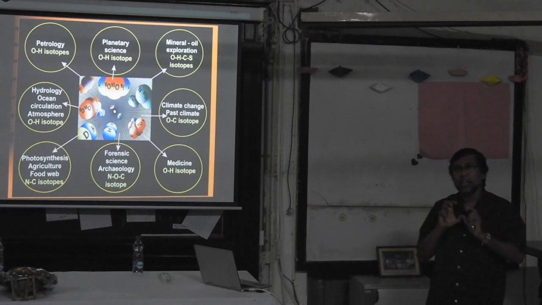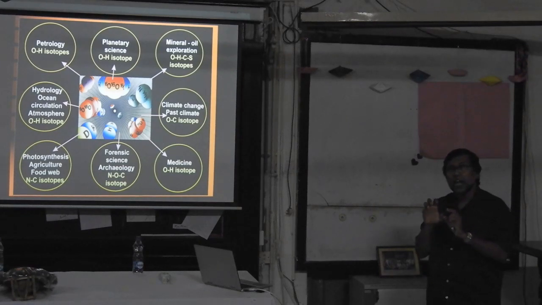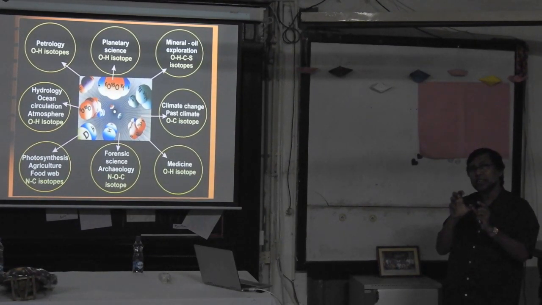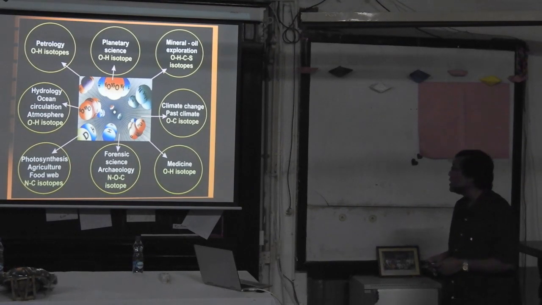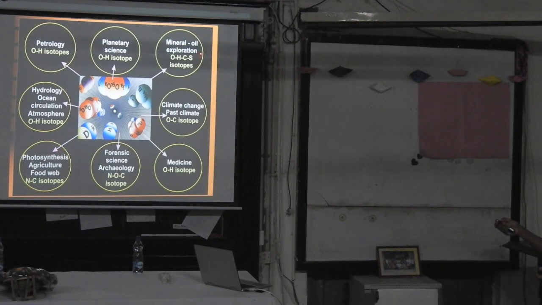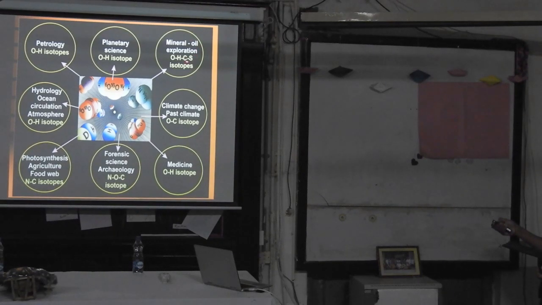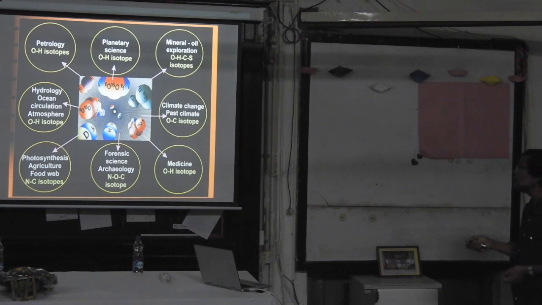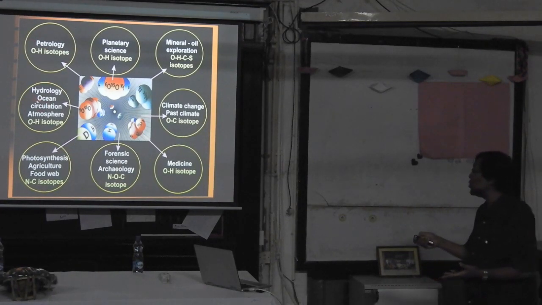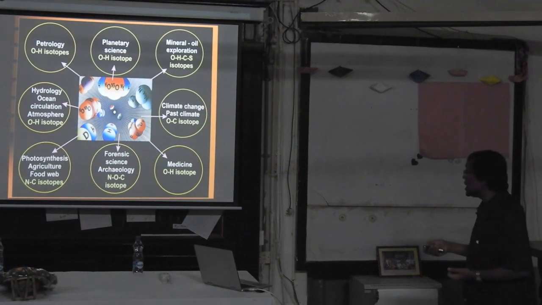I am basically a geologist, and I have learned a little bit of isotope systematics. So I will try to employ some of these and show what the Indus Valley Civilization has taught us by using these tracers. Now if you look at isotopes, you can use them for a variety of systems. You can study oil exploration or mineral exploration, planetary science, petrology, ocean circulation, atmospheric and hydrological cycles, climate change.